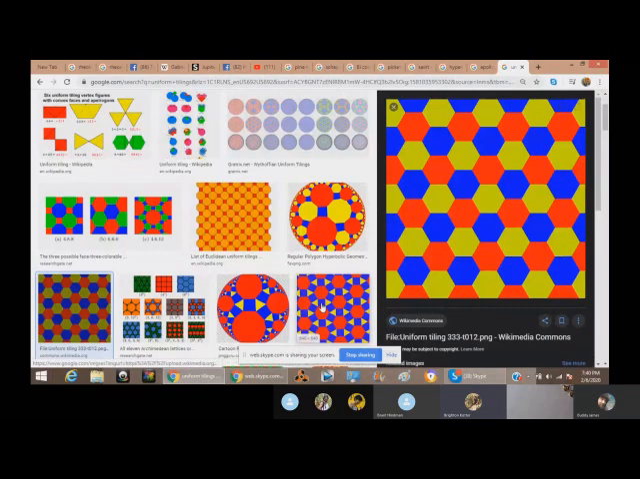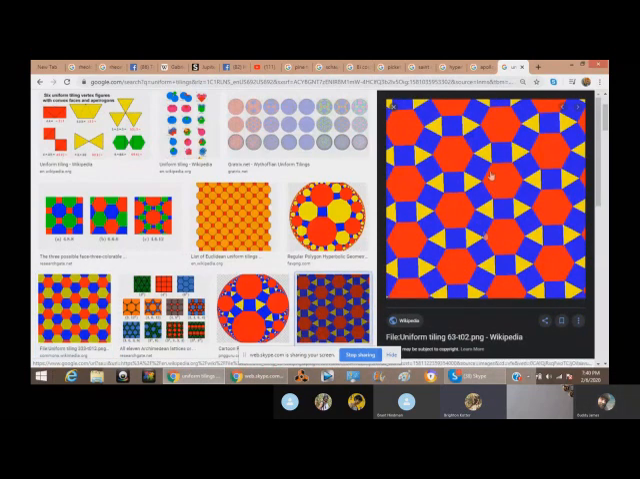Bingo. Okay, that's rhombotrihexagonal tiling. This is a great example: squares, equilateral triangles, and hexagons. This is using all 3. It's a regular tiling with 3 different kinds.